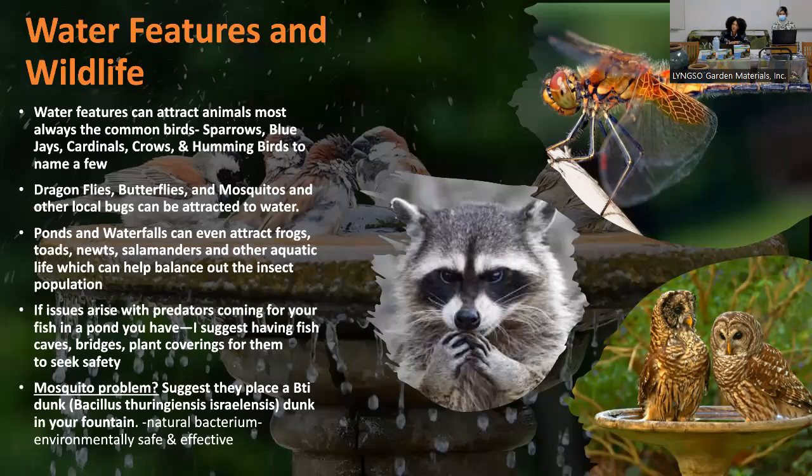If issues arise with predators coming for your fish, let's say you have a water feature that's in a pond or existing pond, I do suggest always having fish caves, bridges, and plant coverings for them to seek safety and hide when predators do come. If mosquitoes start to be a problem because they are so attracted to the water, you can place a BTI dunk. It's a certain type of bacteria that's natural and environmentally safe, super effective for preventing mosquitoes from multiplying in your water feature.